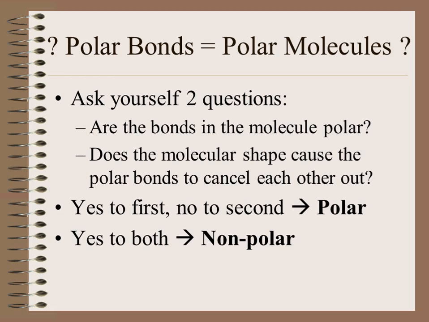So you need to be able to make the distinction between polar bonds and polar molecules. It is possible to have a substance that does have a large degree of polarity in the individual bonds, but yet overall as a whole molecule illustrates nonpolarity because of the way those polar bonds are arranged in three-dimensional space.